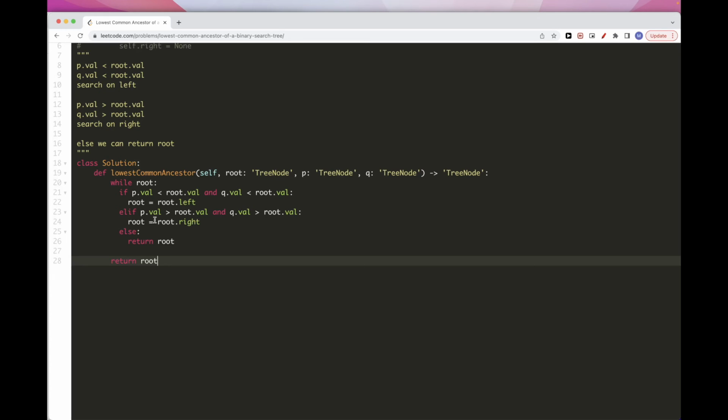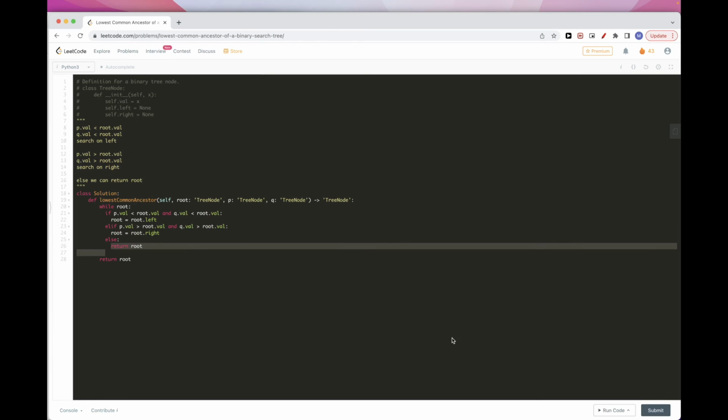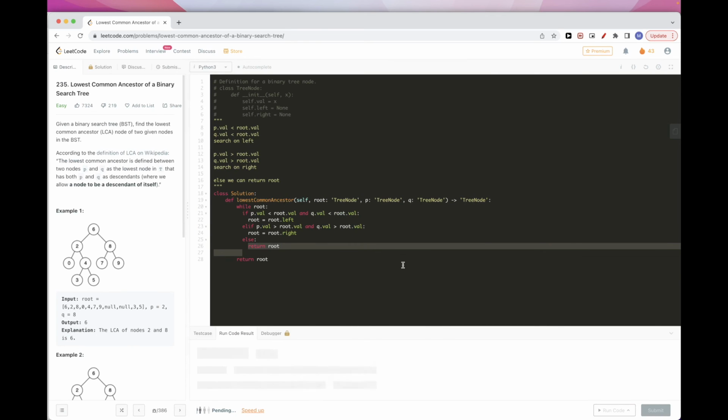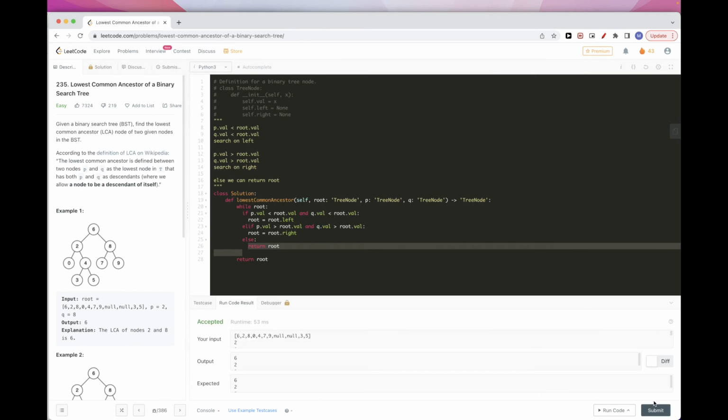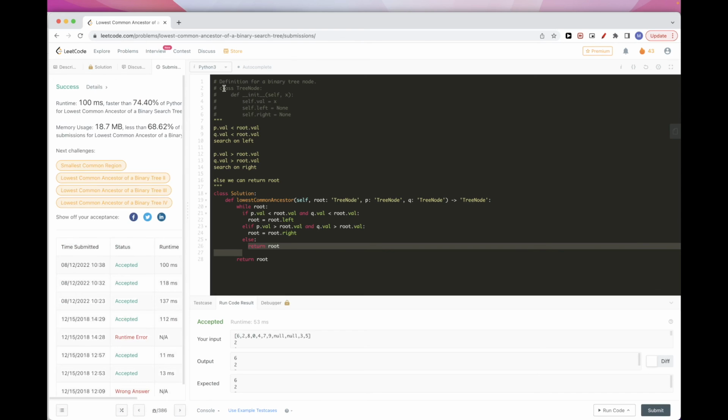You can also do this recursively. You just need to handle the base case of root equal to None. Then you can do the exact same conditions, except instead of assigning, you recursively call the function on root.left or on root.right. Otherwise, you return in your recursive function. Yeah, so let's run this, make sure it passes the test cases. Okay, so it does pass the test cases.